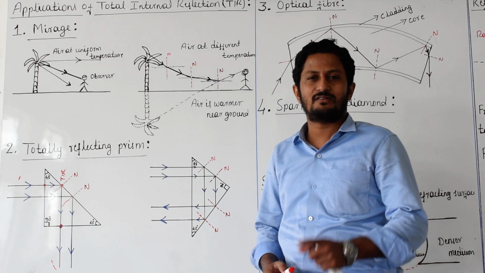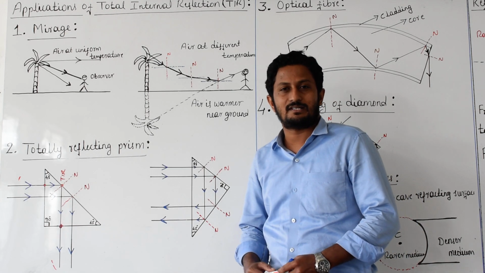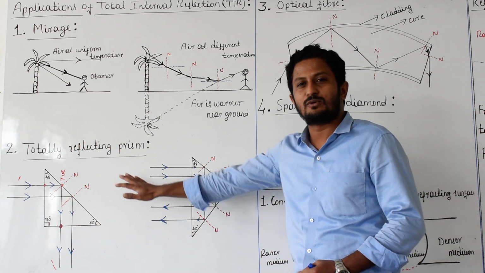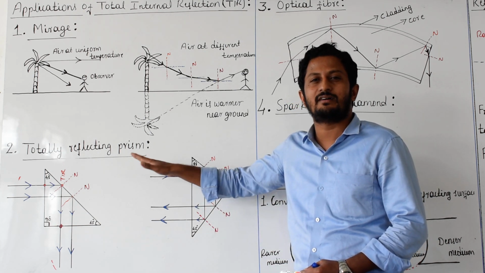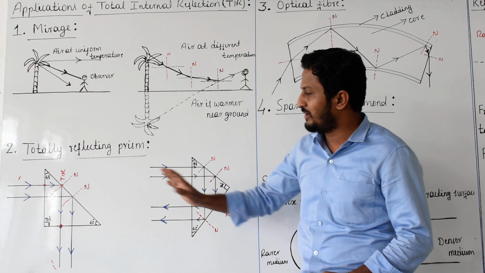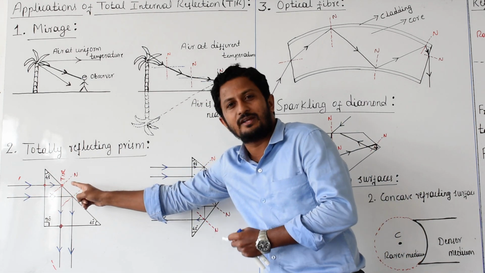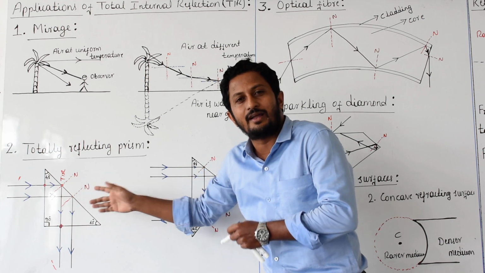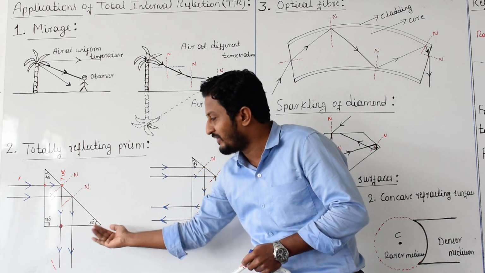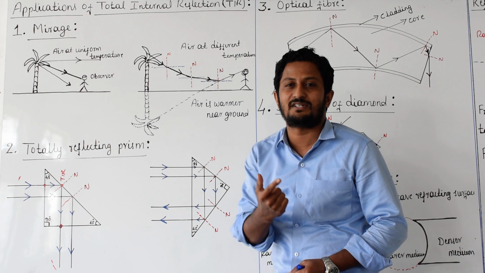Good morning, students. We will continue the previous class. In that previous class, I was telling you about the totally reflecting prism, and about the first light ray, how it entered the prism, how it refracted, and finally how it emerged.